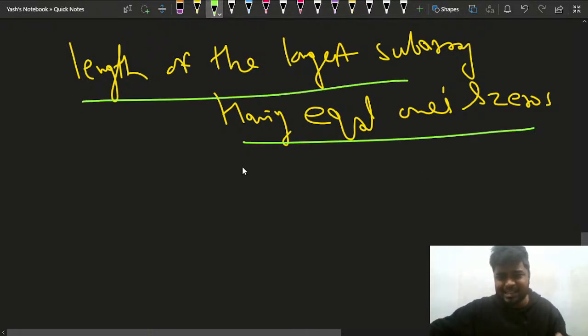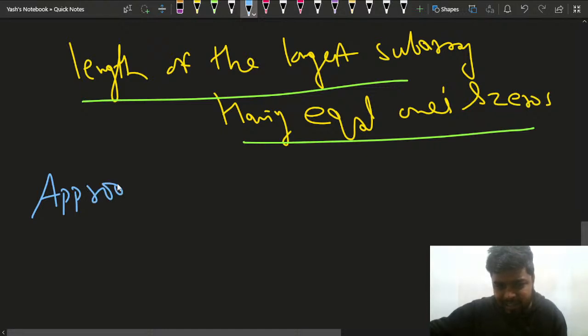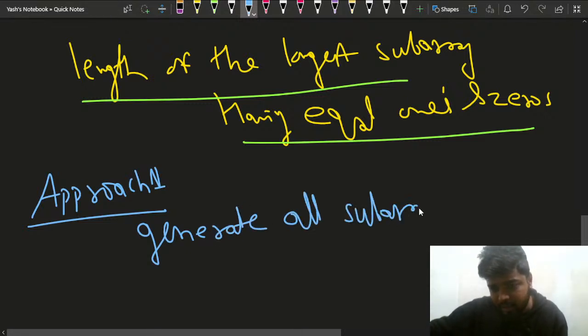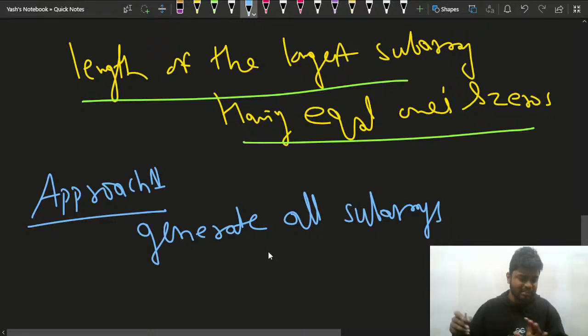So what I can do is, if I have to approach it in a brute force manner, approach 1 that I can think of is to generate all the subarrays, and count the number of ones and the number of zeros in each. If the number of ones and zeros are equal, I store its length, and every time I keep checking against the maximum length.